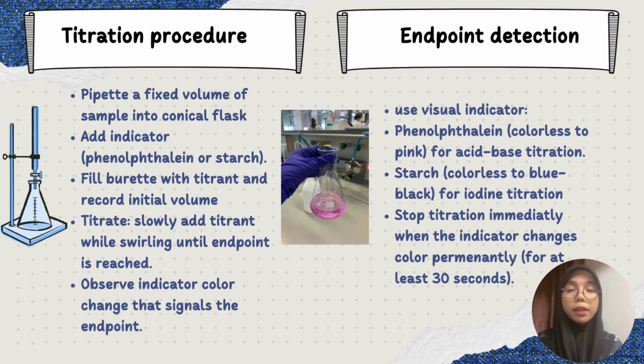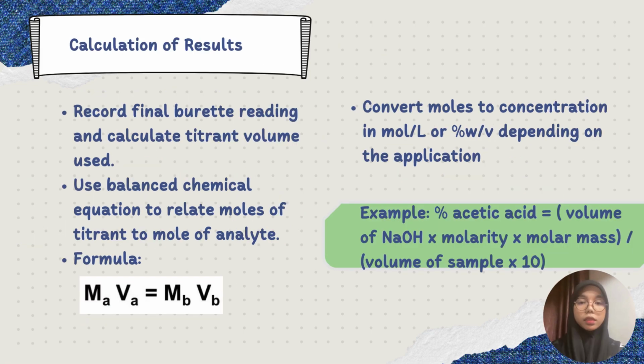Titration procedure: pipette a fixed volume of sample into a conical flask. Add indicators such as phenolphthalein or starch. Fill the burette with titrant and record the initial volume. Titrate slowly, adding titrant while swirling until the endpoint is reached. Observe the indicator color change that signals the endpoint. For endpoint detection, use visual indicators: phenolphthalein, colorless to pink, for acid-base titration, and starch, colorless to blue-black, for iodine titration. Stop the titration immediately when the indicator changes color permanently for at least 30 seconds.